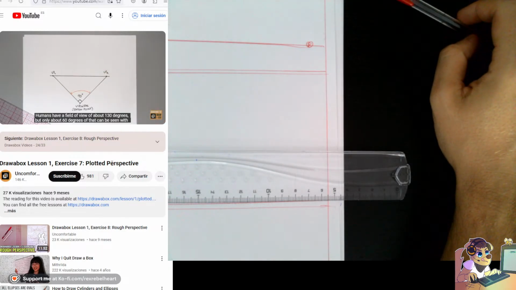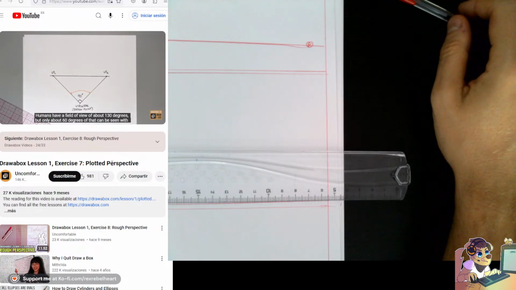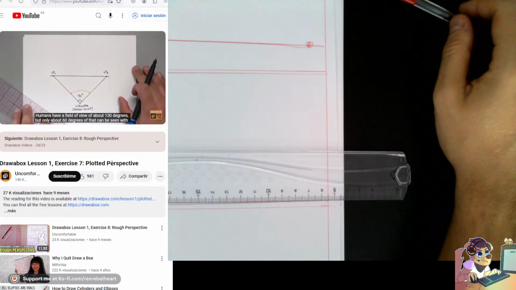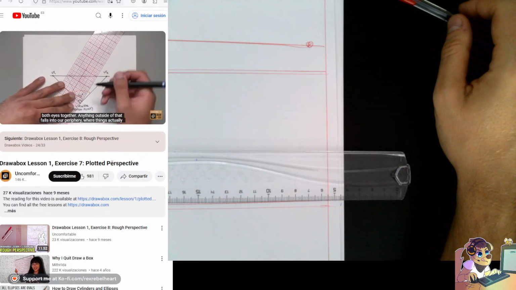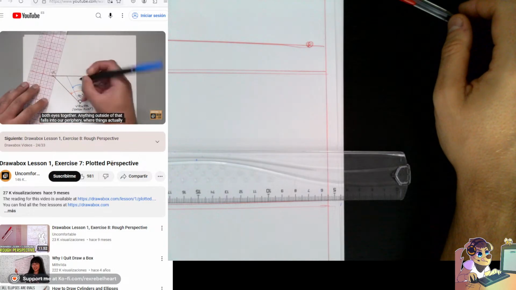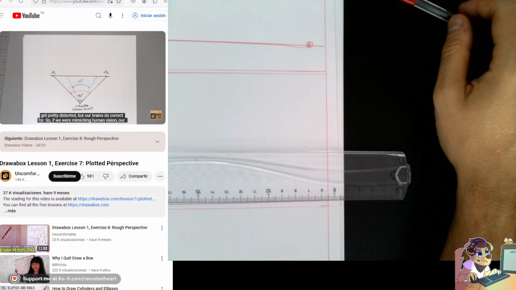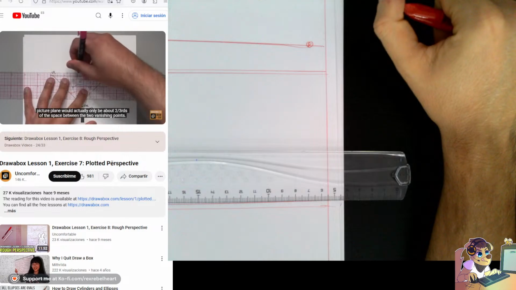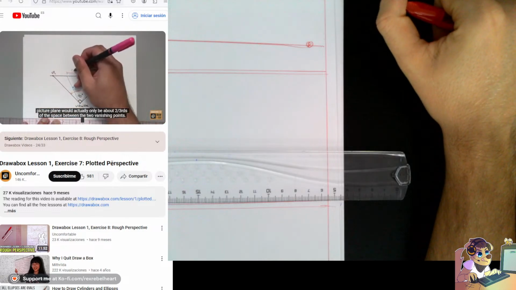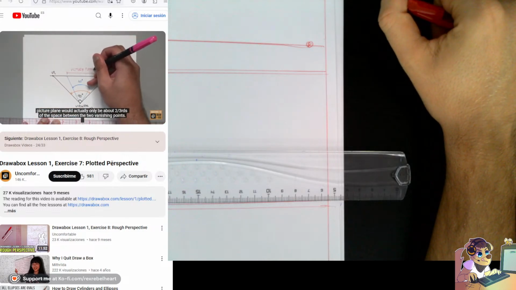Humans have a field of view of about 130 degrees, but only about 60 degrees of that can be seen with both eyes together. Anything outside of that falls into our periphery, where things actually get pretty distorted, but our brains do correct for. So if we were mimicking human vision, our picture plane would actually only be about 2/3 of the space between the two vanishing points.